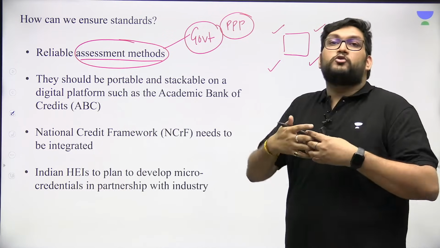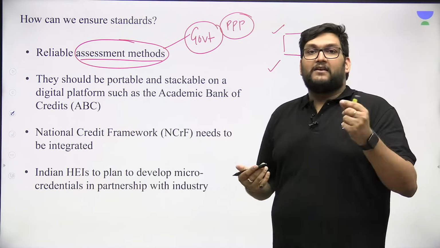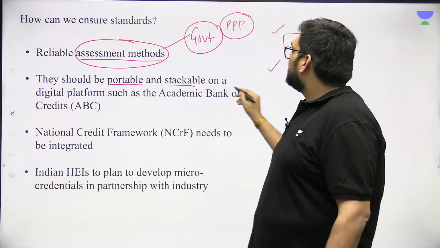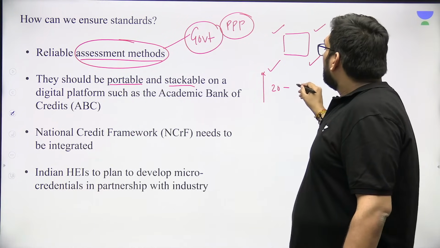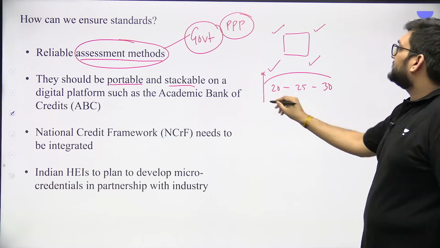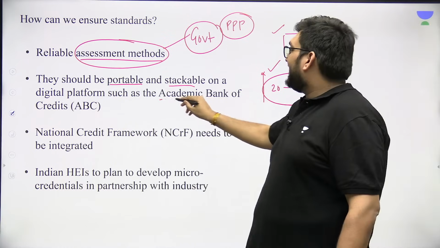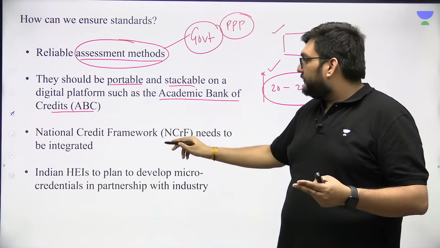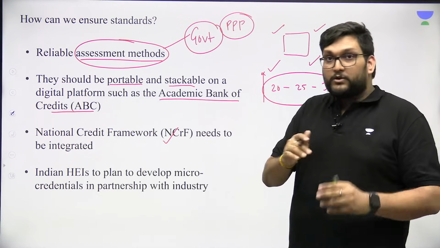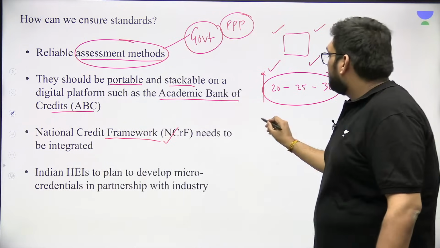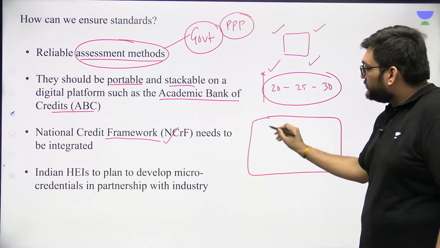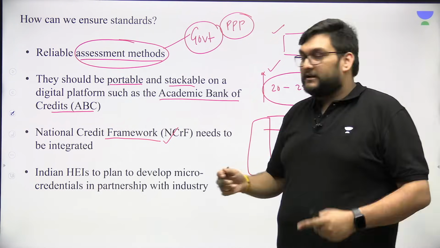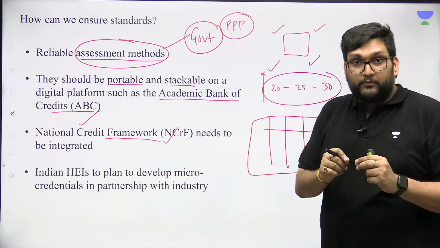Second is, it makes no sense to do these courses if they cannot be portable, which is that you can use these credits elsewhere, and stackable, which is you can create from 20 to 25 to 30 and create a certain credit score for yourself in what is called the academic bank of credits. This is a new concept which is emerging. The national framework for credits is already there, which is they create a certain model in which you have to get a certain amount of credits and they are decided in that regard. So the national credit framework is quite important in that sense.